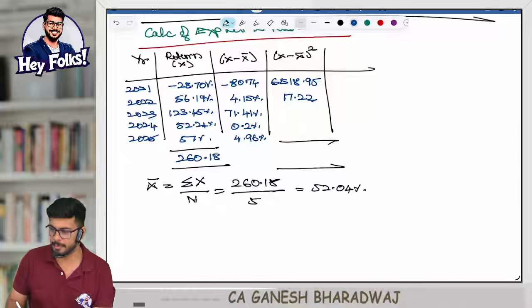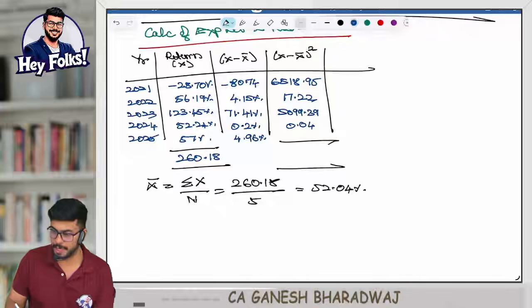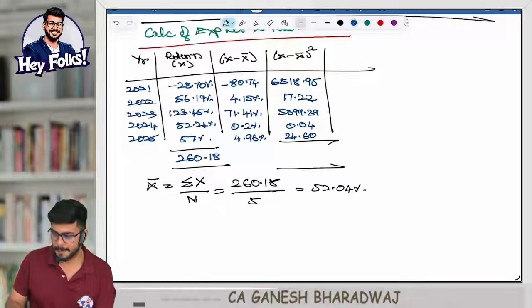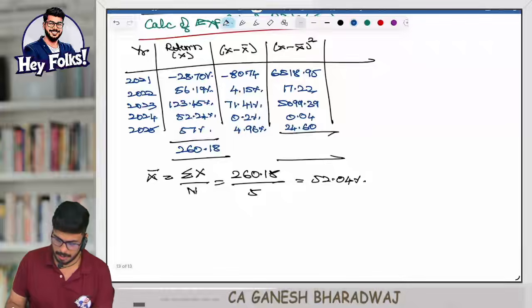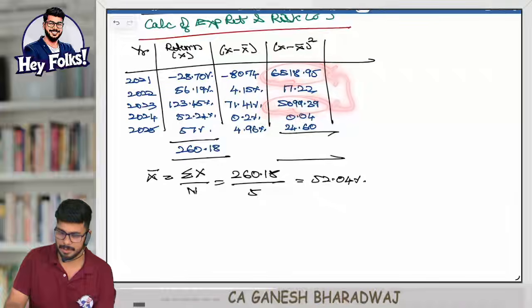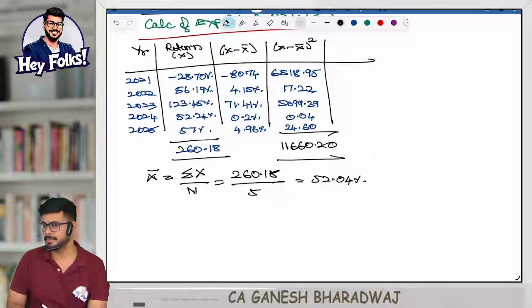17.22. Next, 71.41 into is equal to 5099.39. Very good. Next, 0.2 into is equal to 0.04. Next, 4.96 into is equal to 24.60. Add it up. How much do you get? You left out the 560. Here you have a 5000, here you have a 6000, this itself will come to 11000. 11,660.20. Correct? Any problem?